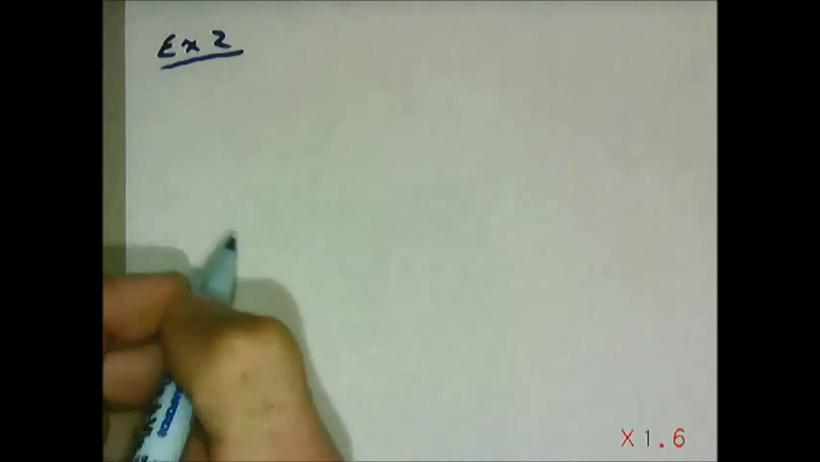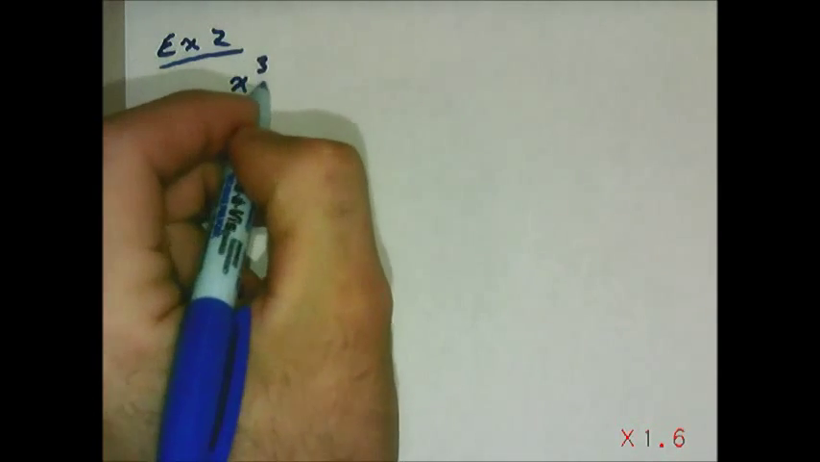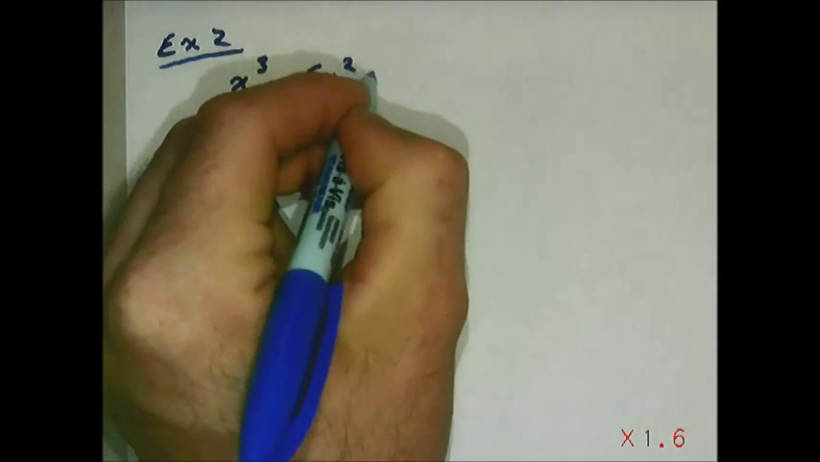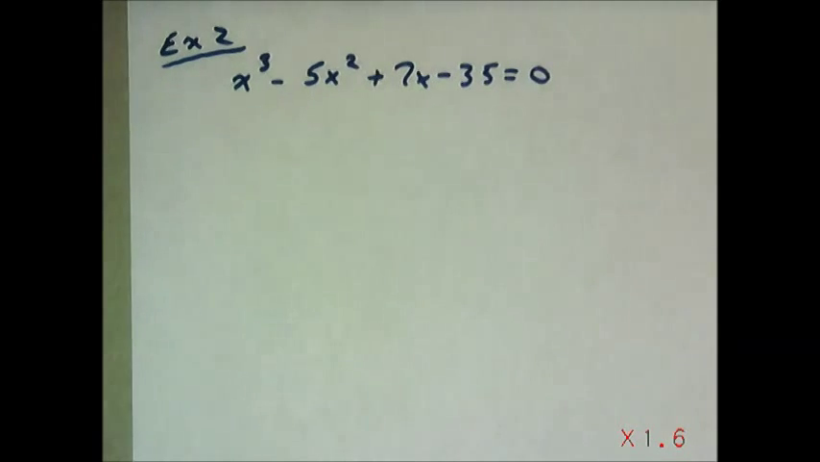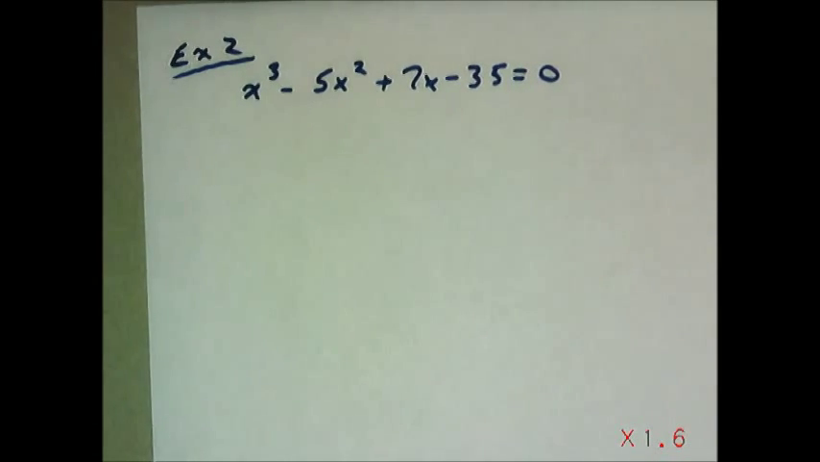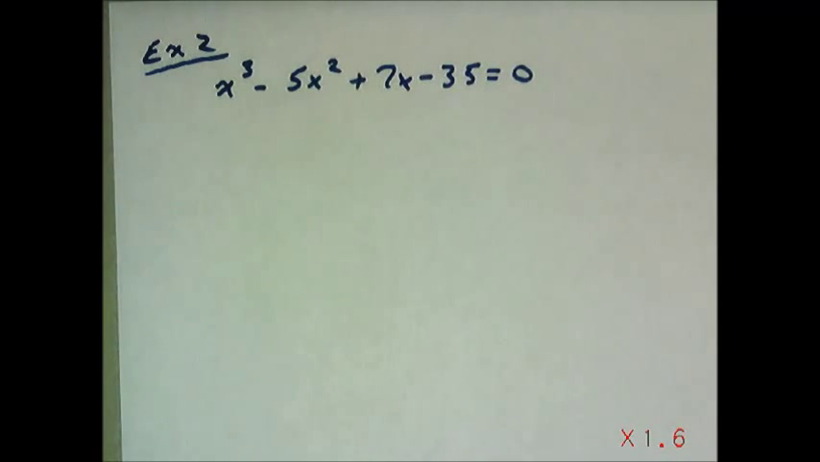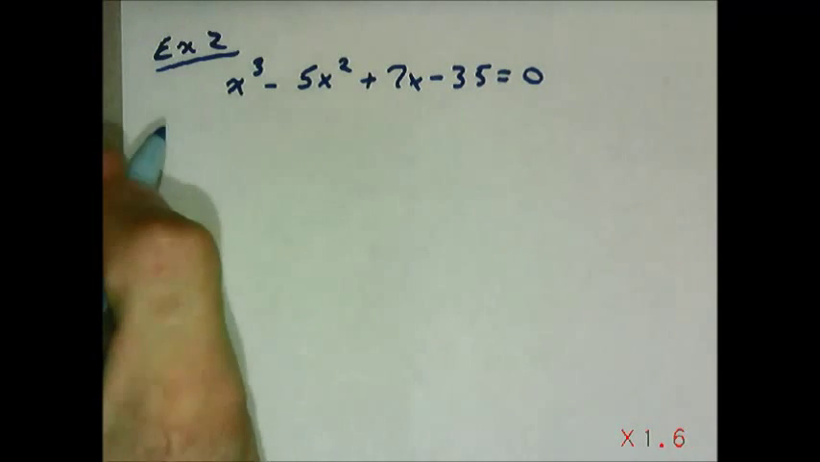Let's go ahead and take another example. Example 2. Let's look at x to the third minus 5x squared plus 7x minus 35 equal to 0. Now I know this one is factorable, but for the case of being able to solve using the fundamental theorem of algebra, let's go ahead and look at our p and q values.